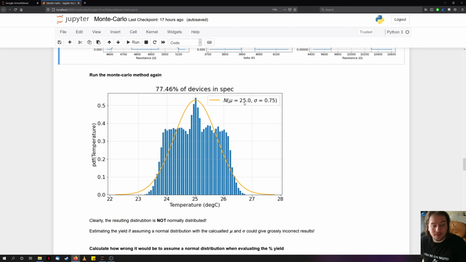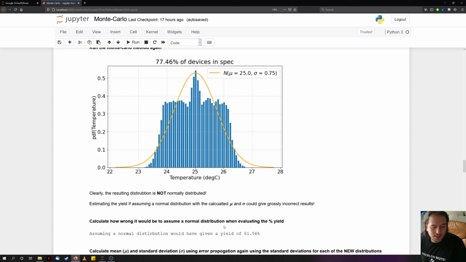In fact, using a normal distribution from the measured mean and standard deviation would be completely wrong. And you have to remember, standard deviation and sigma are just 2 moments, and so do not completely describe any generic distribution. Let's calculate how many of our devices are between 24 and 26 degrees based on the normal distribution. We would have gotten 81.56%. So in this case, we would have assumed we had a higher yield than we actually did, and that can cause a lot of problems, especially in industry.